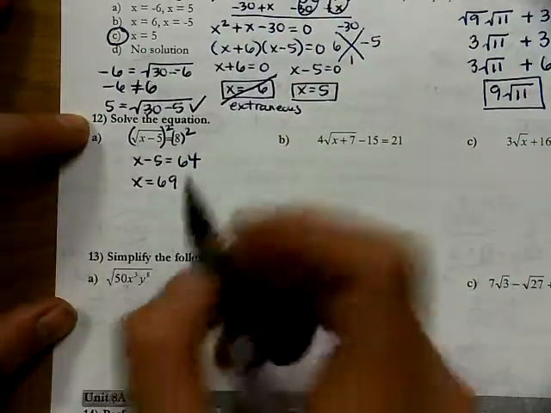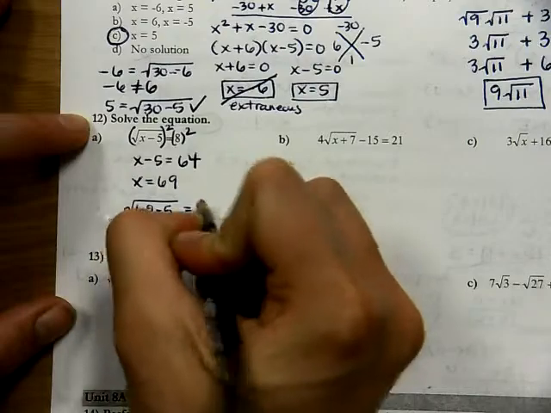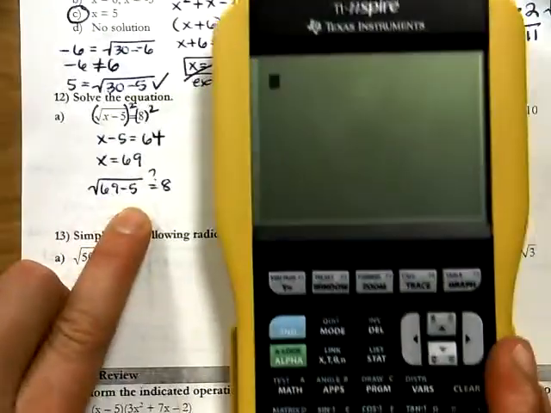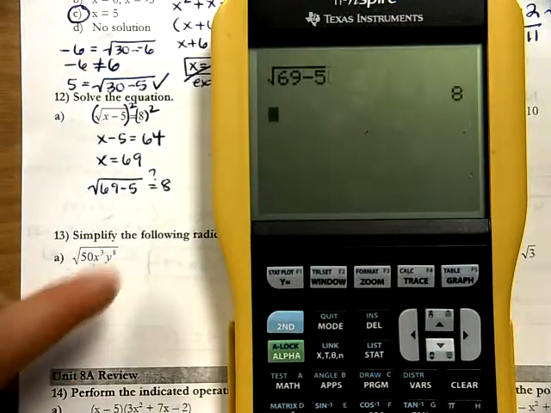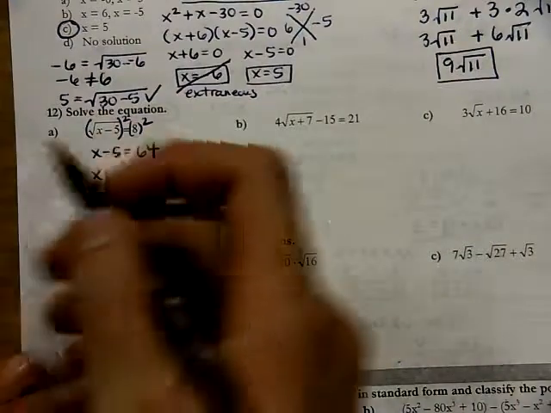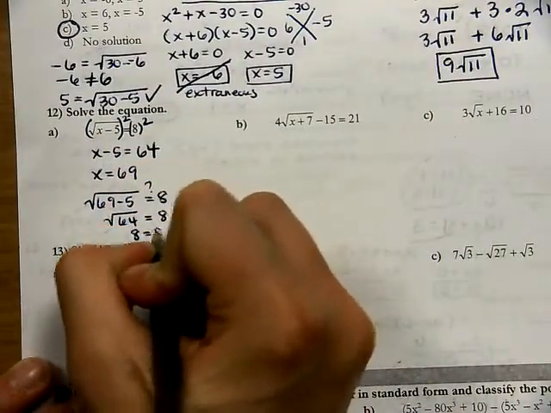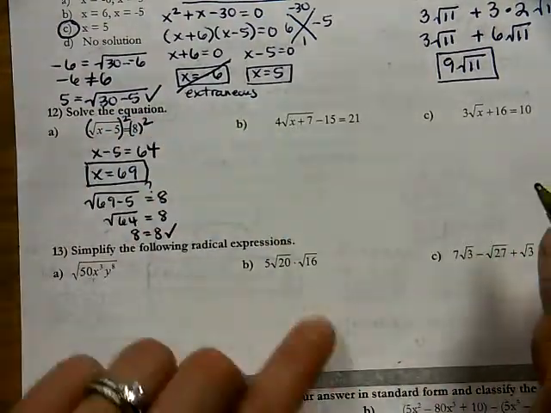So before I box in my answer, I want to check it. Does the square root of 69 minus 5 equal 8? That's the question. If I want to do it real fast, and I don't like to do mental math, I can do the square root of 69 minus 5, press enter, yep, it equals 8, I'm good to go. Or realize that's the square root of 64, 8 equals 8, you're good. So x equals 69 is a solution.